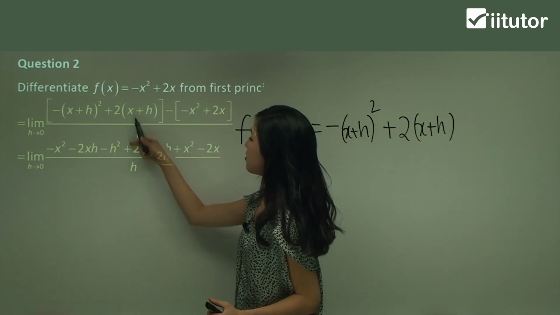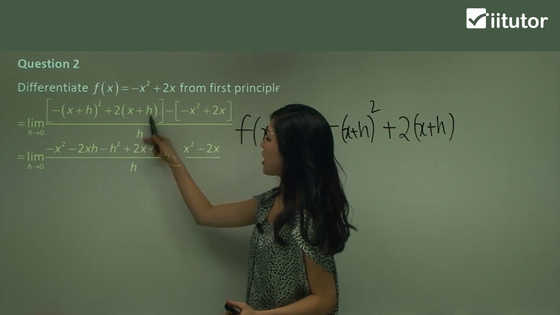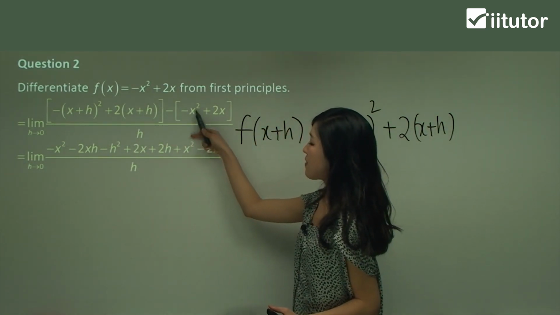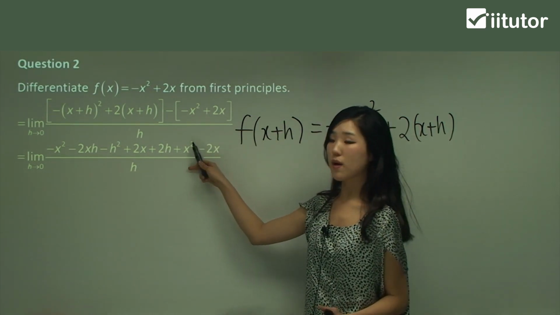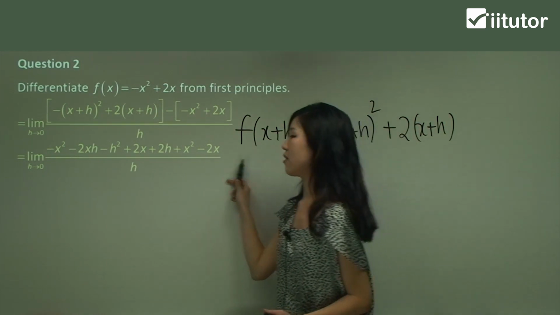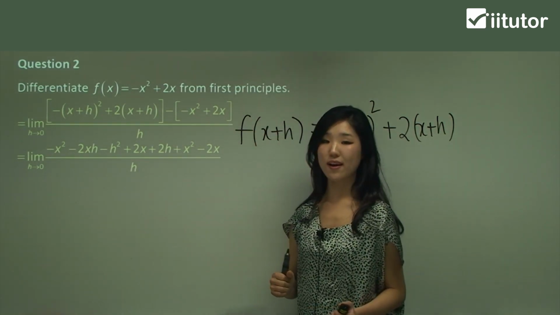And then it's going to be 2 times x, which is 2x, 2 times h, which is 2h, okay? Now negative, negative x squared is positive x squared. Negative, positive makes negative, so negative 2x, and that whole thing's over h, all right?